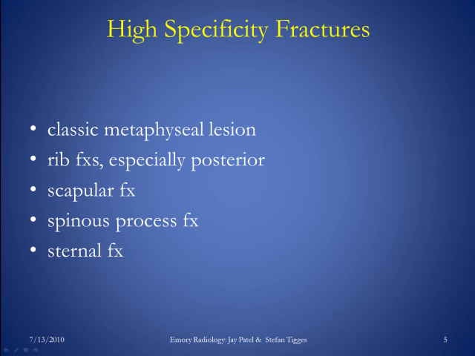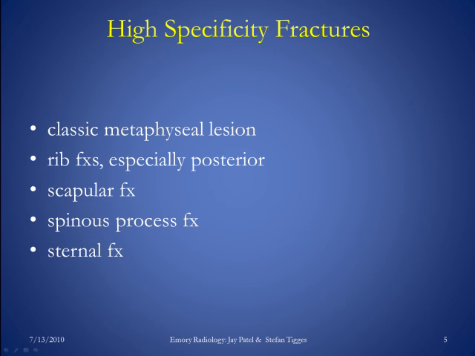Some of the fractures that we definitely have to be attuned to are the high-specificity fractures. If you see one of these fractures on radiographs from the ER, you definitely have to suggest to the clinician or ER physician that this potential patient could have been abused or been a victim of non-accidental trauma. So these fractures that we're looking for are classic metaphyseal lesions, which are also known by other terms such as corner fractures or bucket handle fractures. But today they're called classic metaphyseal lesions, or CMLs. Very high specificity for non-accidental trauma.